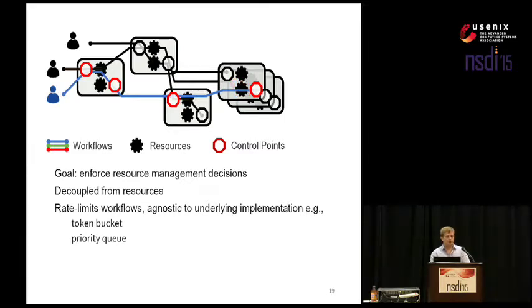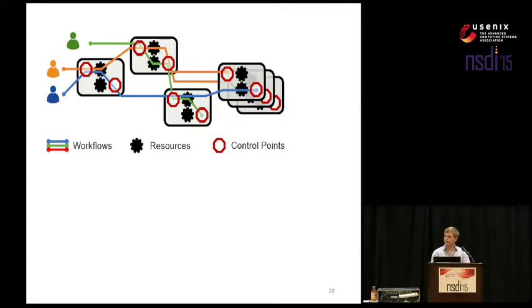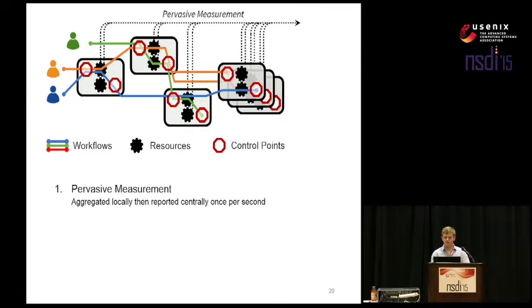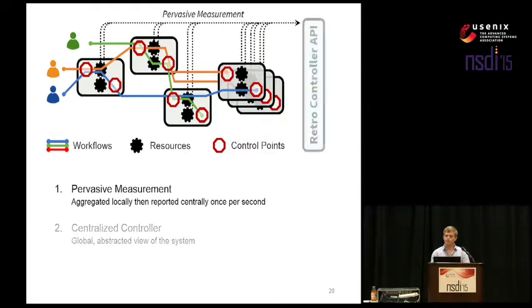So Retro aggregates per workflow resource measurements locally within each process, and then once per second aggregates these measurements centrally on a central controller. This gives us a place with a near real-time global abstracted view of the system, its resources, and all the workflows that are currently executing.